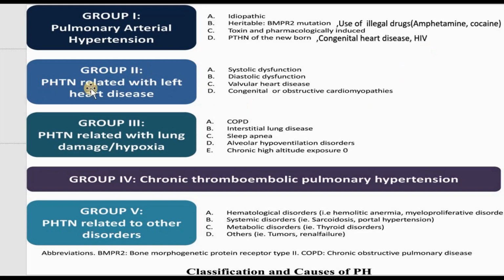Now, group 2 pulmonary hypertension is due to left-sided heart disease. That means left-sided heart failure, systolic or diastolic dysfunction, or valvular heart disease.